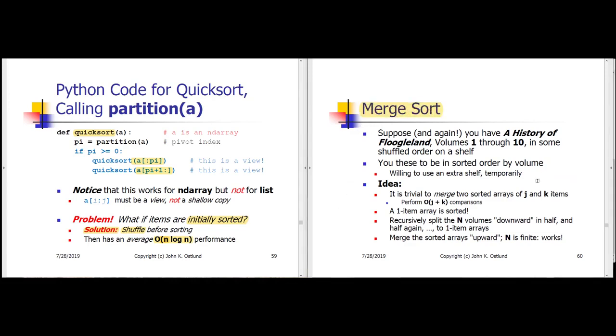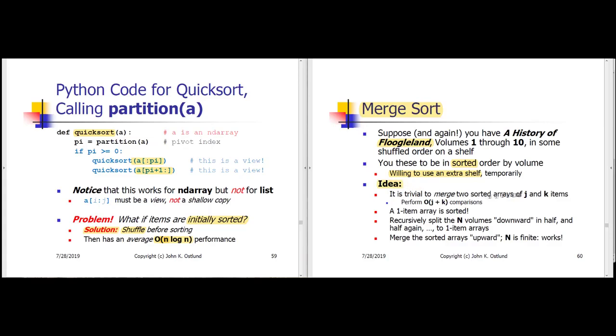Our setup here is similar, but not exactly the same. Once again, we have our 10 volumes of Flugelland history, and we want to have these sorted by volume number. But this time, rather than doing an in-place sort, we are going to be willing to use an extra shelf, that is some extra memory, temporarily. So, what's the basic idea for merge sort?